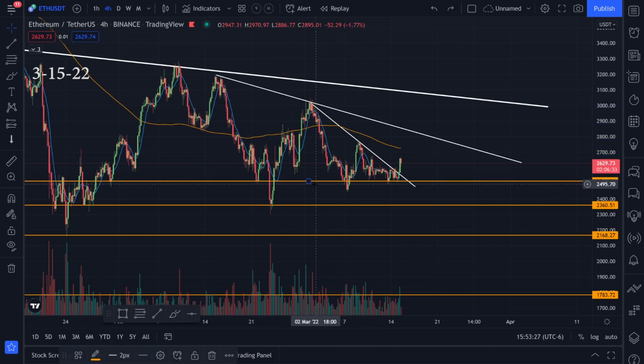And in general, what happened was we came down and we hit this limit order. I got this one filled, so we can go ahead and change this color. So this one actually did get filled.